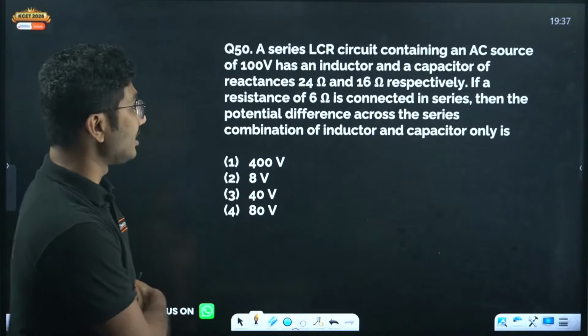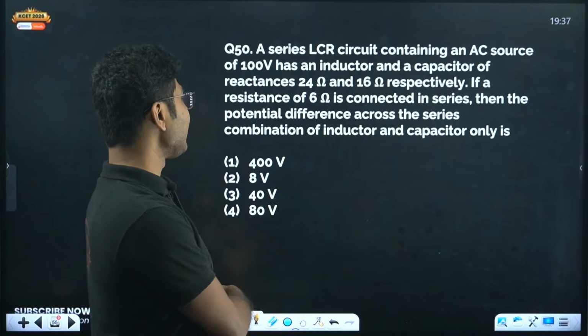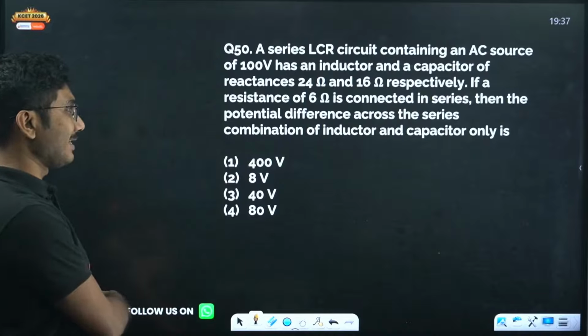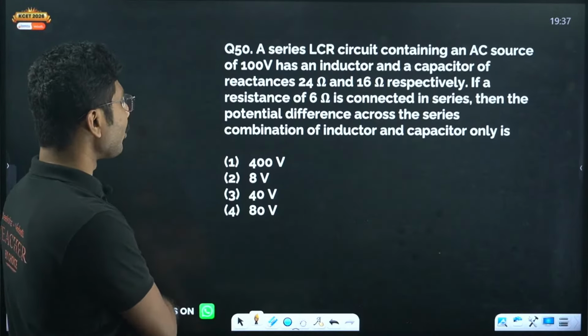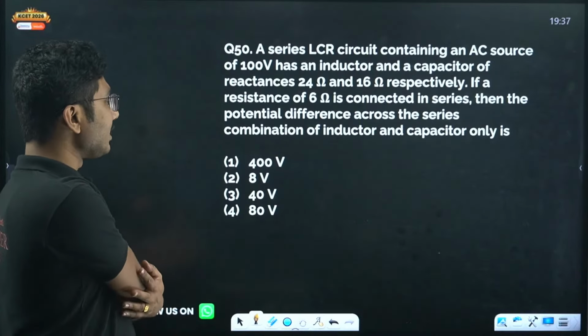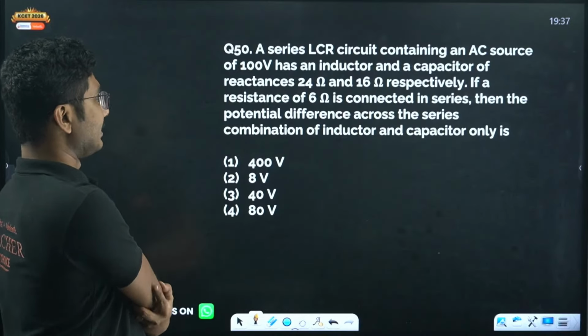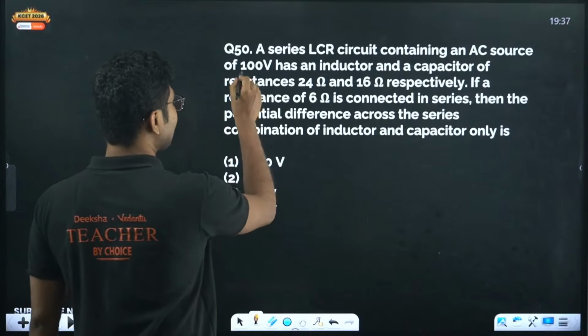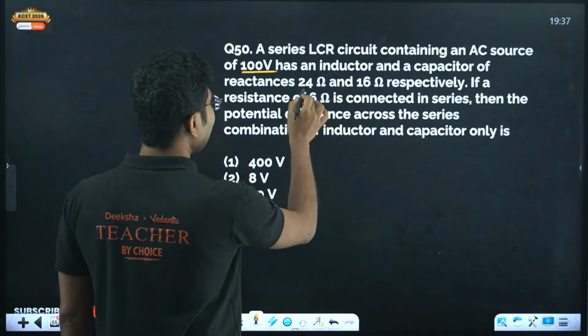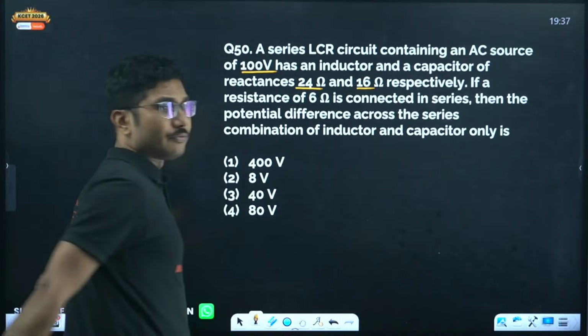A series LCR circuit containing an AC source of 100 volt has an inductor and capacitor of reactances 24 ohm and 16 ohm respectively. If a resistance of 6 ohm is connected in series, then the potential difference across the series combination of inductor and capacitor only is. So the AC source is 100 volt. Reactances are 24 and 16.